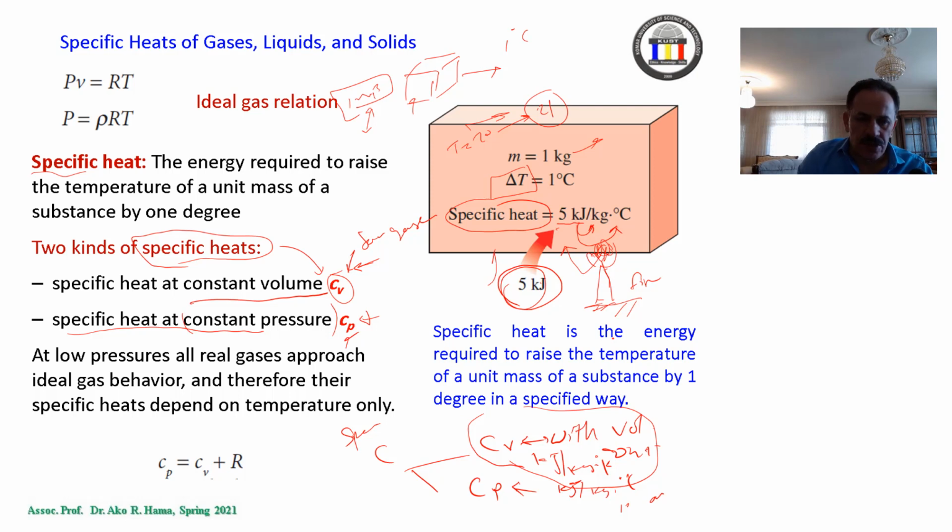In the low pressures, meaning if we have normal or natural heating, there will be low pressure. At that low pressure, the real gases approach ideal gas behavior, and the ideal gas behavior means that the specific heat at constant pressure will be the specific heat at constant volume plus the R, which is the gas constant.